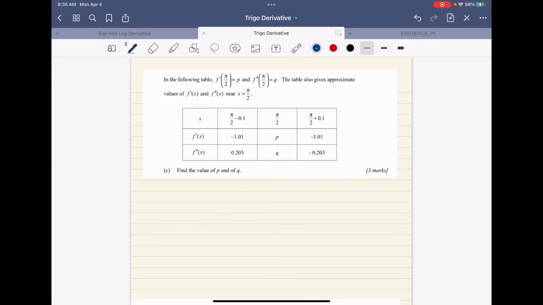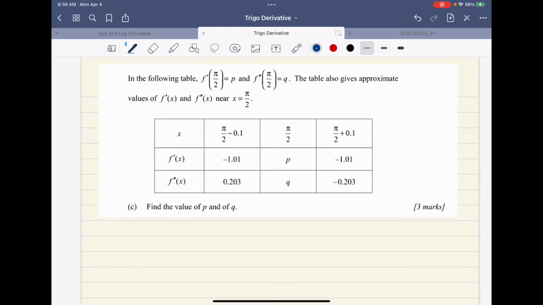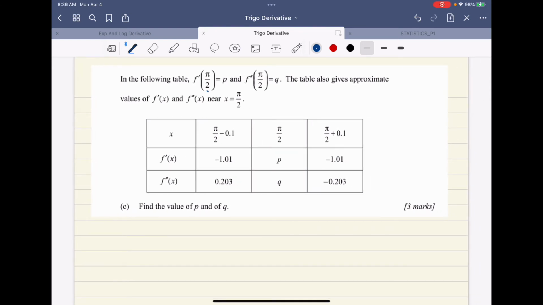Third part. In the following table, f dash pi by 2 is p. That means if I substitute pi by 2 in the single derivative, I get the value of p. And if I substitute the same pi by 2 in the double derivative, I get the value of q. The table also gives approximate values of f dash x and f double dash x near x equal to pi by 2. You can see here pi by 2 is here. This value is less than pi by 2, this value is greater than pi by 2. Pi by 2 minus 0.1 is before pi by 2, pi by 2 plus 0.1 is after pi by 2, and they have given the values. We don't have to calculate them.